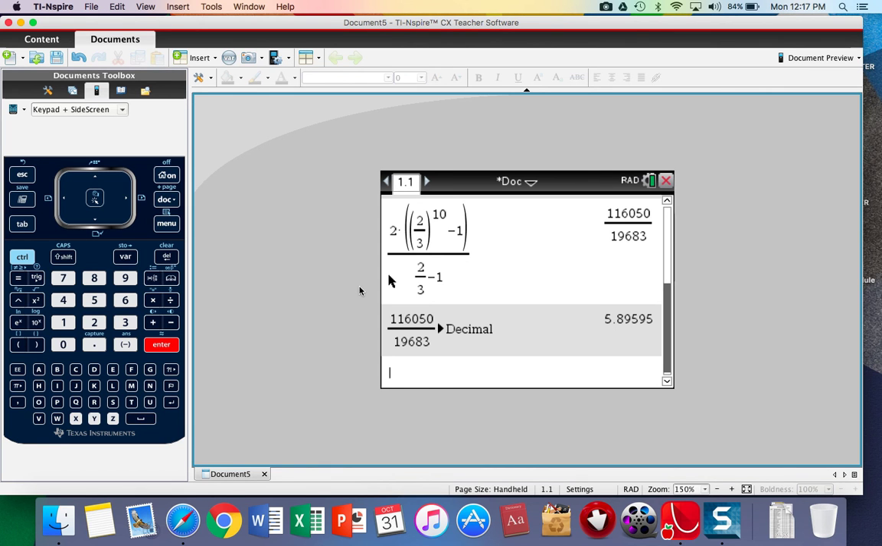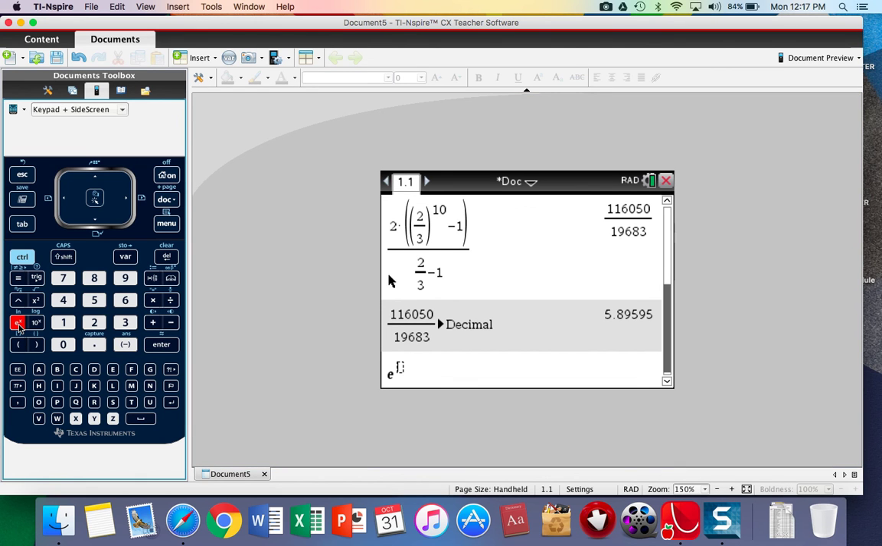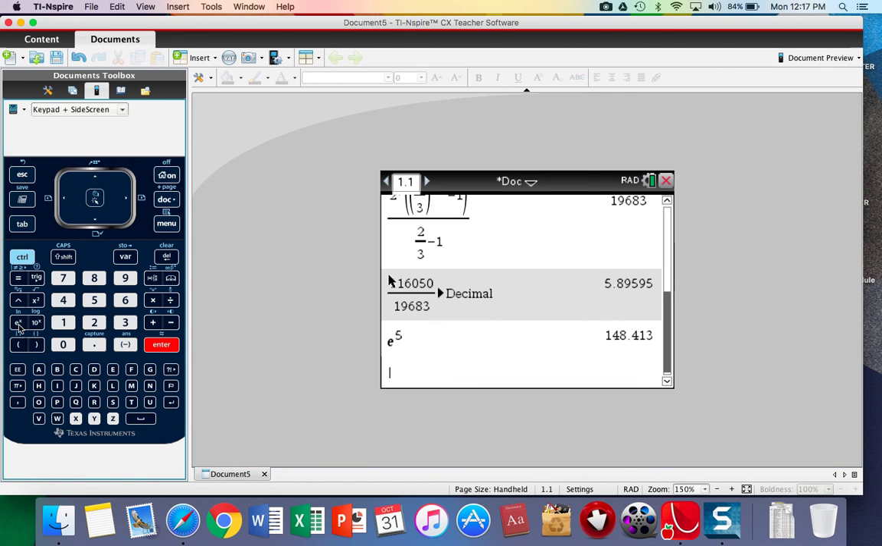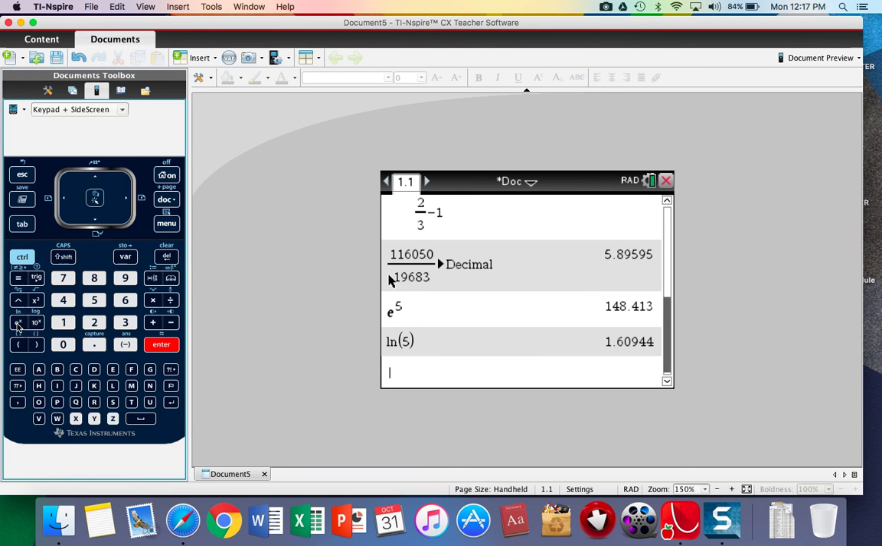Now how do you find, let us say, e power 5? That's very simple. You can see this e power x sign here. Then type 5, and that gives you the answer. What if you want to find, let us say, log 5 to the base e? That means ln 5. What you can do is control and this ln. Ln means logarithm, but the base is e. So let us say 5. That gives you the answer.